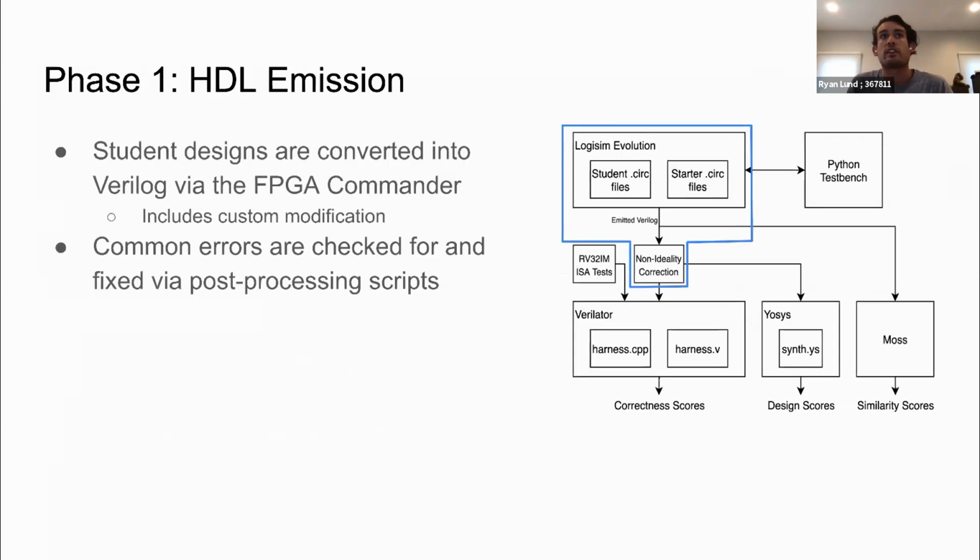The first phase is HDL emission, where we convert student designs in Logisim into Verilog. So this harnesses a feature in Logisim Evolution, which is a fork of Logisim. It's called FPGA Commander. And then we have to make some custom modifications because we're obviously not targeting real FPGAs. We also check for some common errors that are introduced in Logisim, sort of non-idealities. We correct those, and then this gives us Verilog that corresponds to a student's circuit that they had drawn.